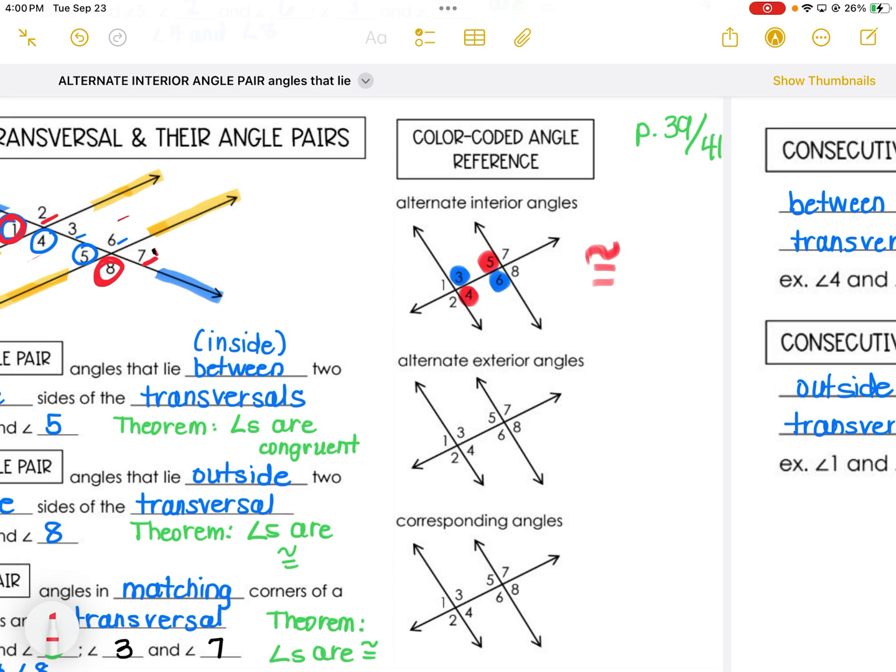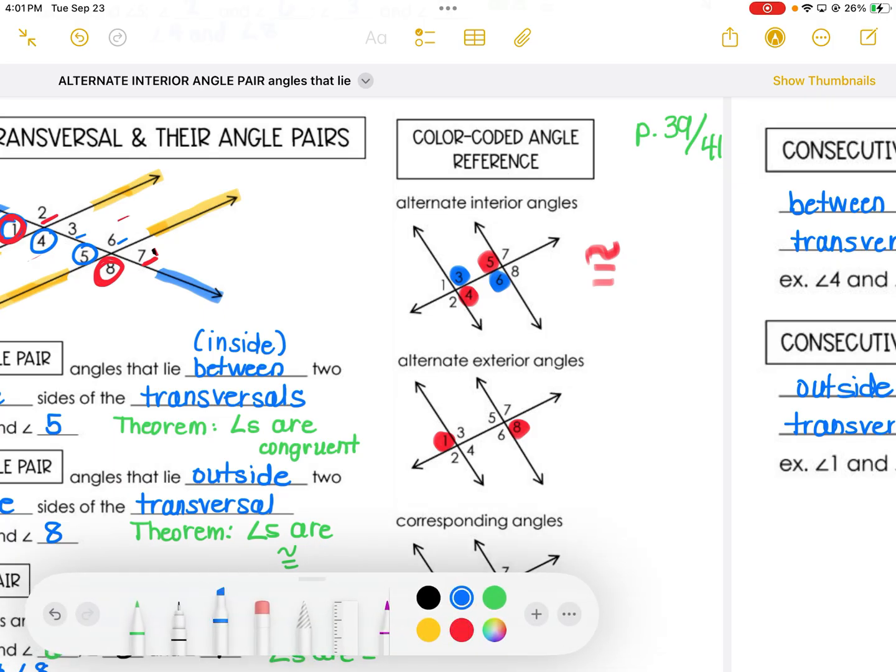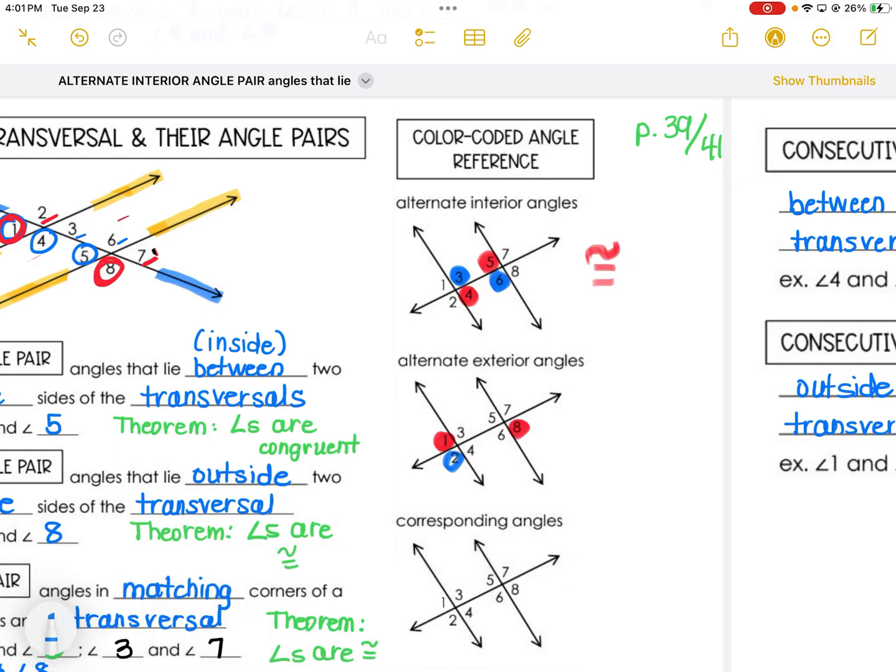Okay? Alternate exterior, okay? So they're on the outside, so I would match up 1, and then on the other side of the transversal, on the other outside would be 8. So 1 and 8, they're far apart from each other. The other pair would be 2 and 7, okay? And those pairs are congruent to each other.